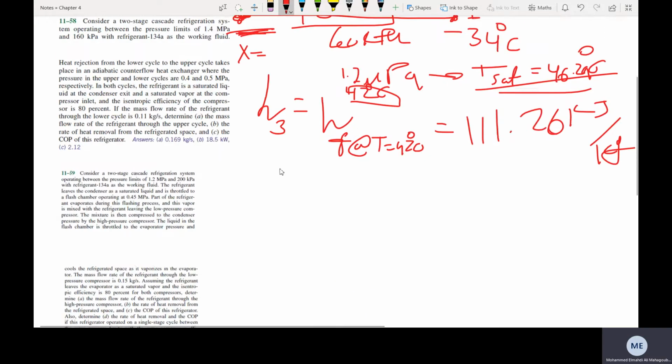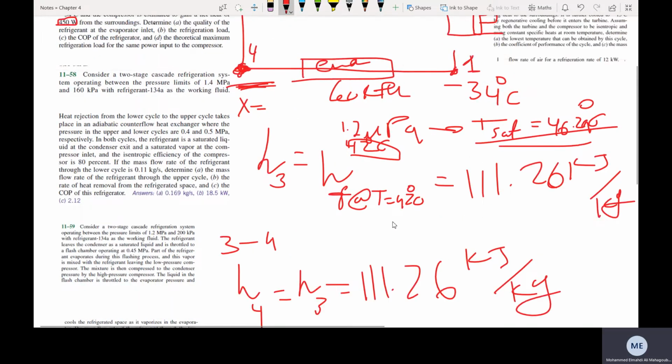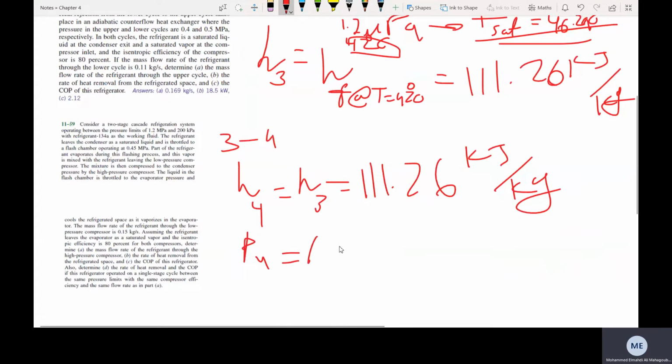Now what should I do? I just fix h. So from 3 to 4, enthalpy is constant, so h4 is equal to h3, which is equal to 111.26 kilojoules per kilogram. And how can I know the quality here? I have the evaporator pressure, so pressure 4 is equal to 60 kilopascals. Now go check this enthalpy with this pressure, see what is the x that you have there. Of course, you're going to find that the h is between hf and hg at that pressure, but we need to know the x exactly at that point.